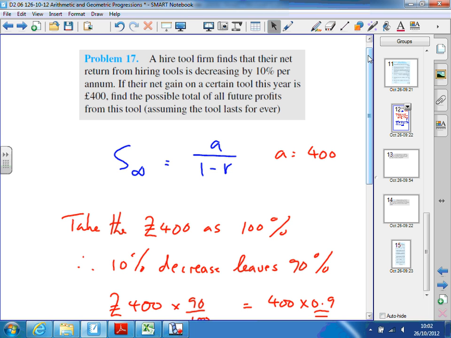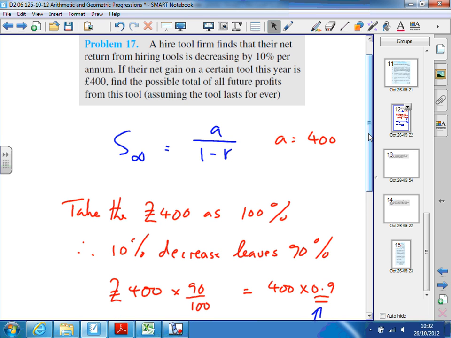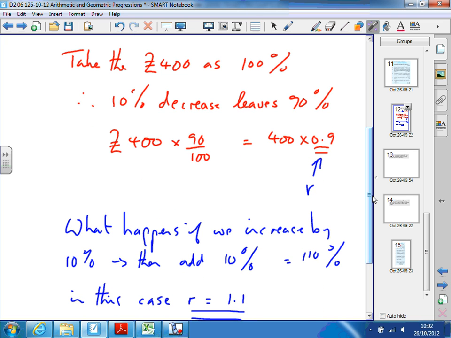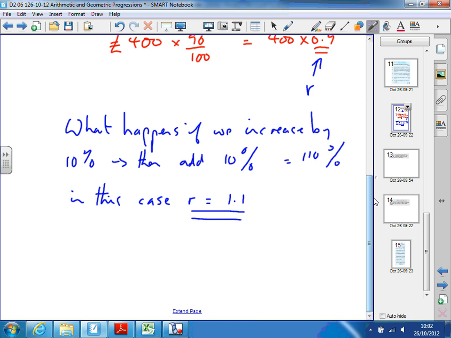Okay. I won't finish this question, because once we've got A and R, it's trivial. You just divide A by 1 minus R and you've got the sum. The main point I wanted to make here was the idea of what you do for percentage increases and decreases. If it's a decrease, you subtract it, leaving 0.9 if it's decreased by 10%, or leaving 1.1 if it increases by 10%, and so on for other percentages.